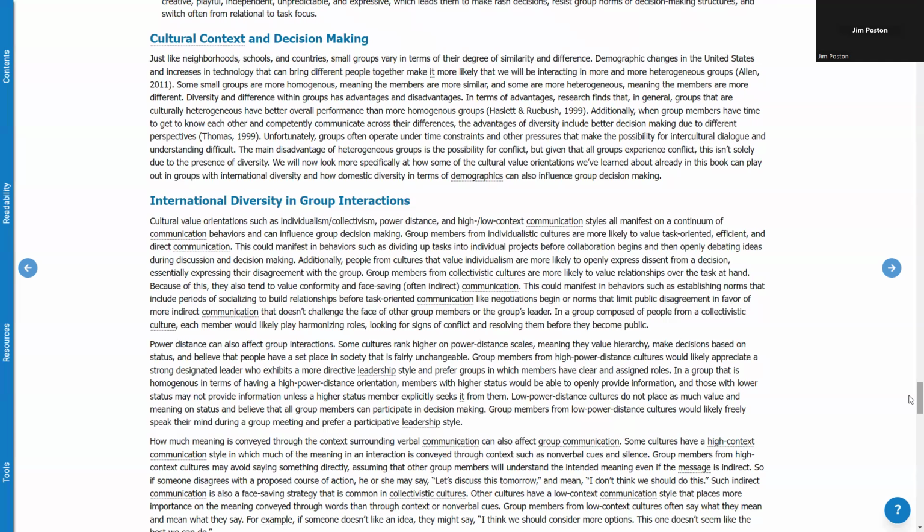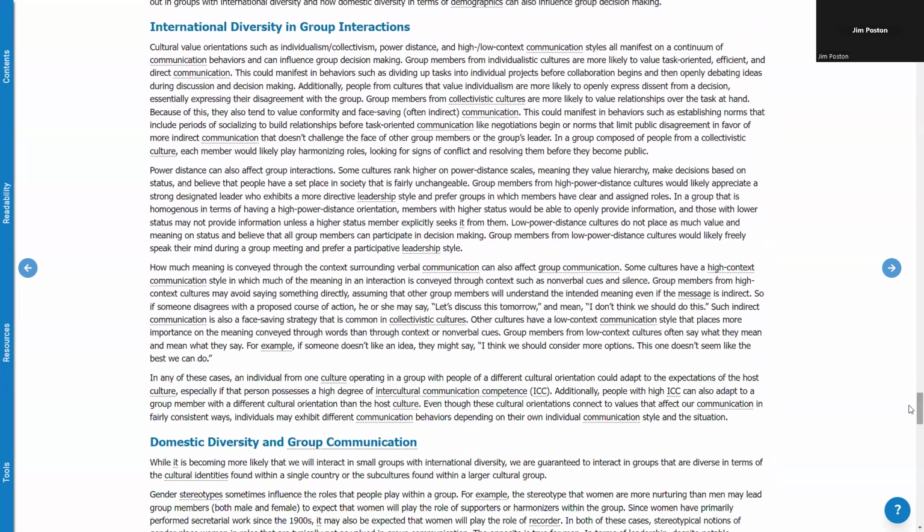We will now look more specifically at how some of the cultural value orientations we've learned about already in this book can play out in groups with international diversity, and how domestic diversity in terms of demographics can also influence group decision making. Heading: International diversity in group interactions. Cultural value orientations such as individualism, collectivism, power distance, and high low context communication styles all manifest on a continuum of communication behaviors and can influence group decision making.